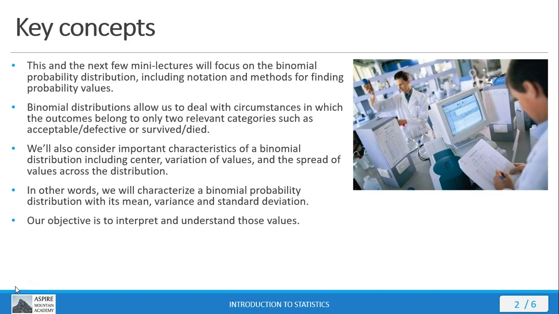That type of situation calls for binomial distribution. We're also going to consider other important characteristics of the distribution, including measures of center, variation, the spread of the values, that sort of thing. So what we're going to do is characterize the distribution with its mean, its variance, and its standard deviation. And what we want to do is be able to interpret and understand those values. Because any monkey can just calculate values, but what we're looking for is to understand what those values actually mean.